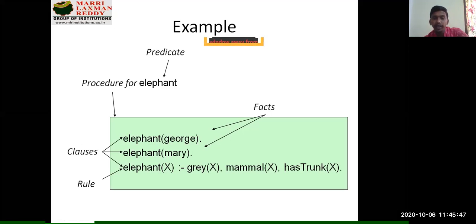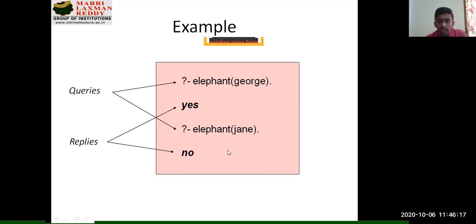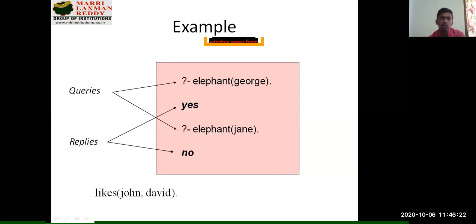This procedure whatever you are having here is your knowledge base, which is being defined to your language. This is the knowledge it has now. According to that, whenever you have a question or a query, it specifies whether the output is yes or no. So here again it is saying elephant of Jane. Jane is nobody here, right? We have only George and Mary as input. Jane is not part of our knowledge base. That's why it is defined as no. I hope this is clear now, guys, about what we are discussing.